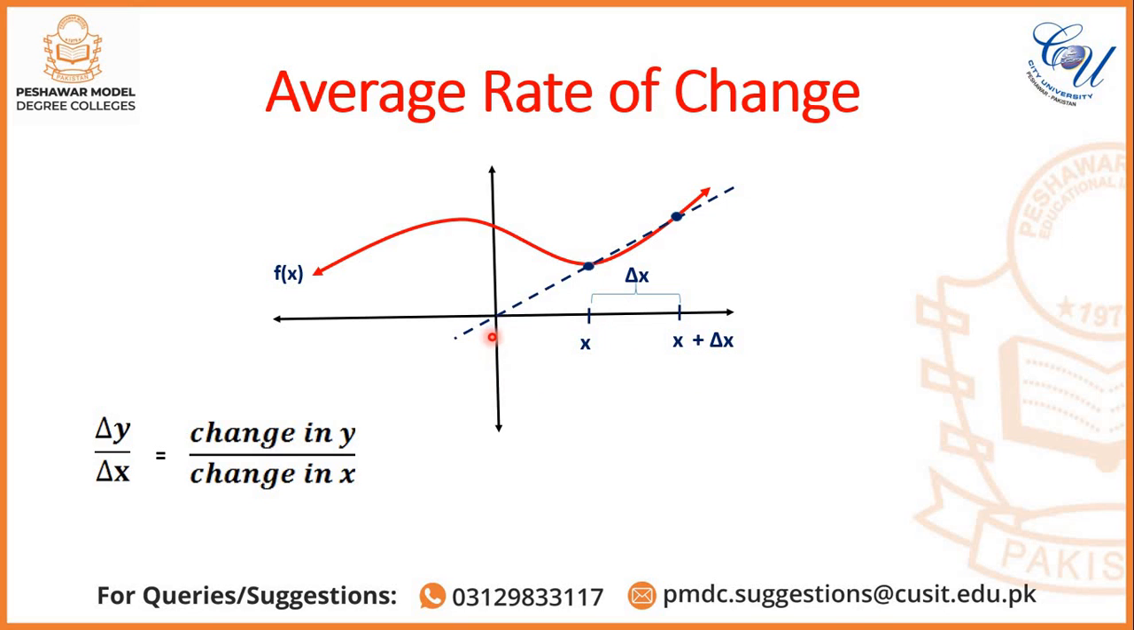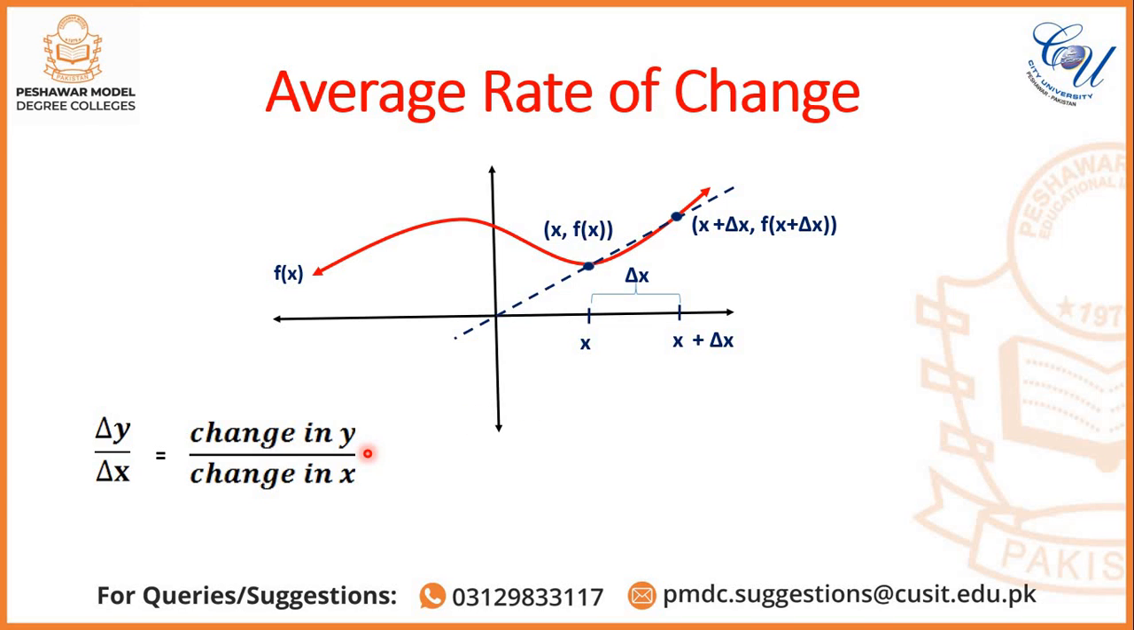Now to check the change in y. Now we see that this point lies on the x point. On the y-axis, the point will be f of x. So this point is x comma f of x, and the point has changed from x to x plus delta x. So the y point will be f of x plus delta x. So this point will be x plus delta x comma f of x plus delta x.